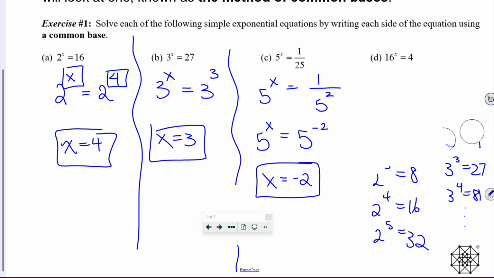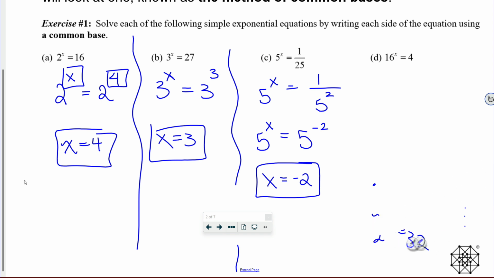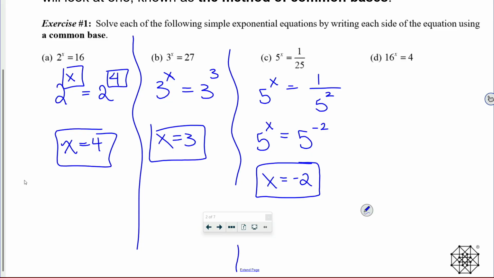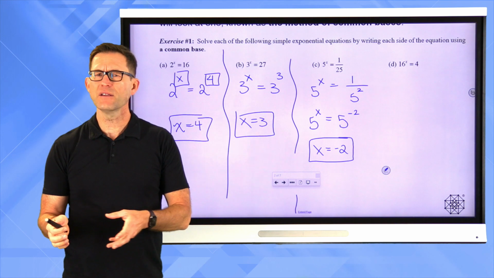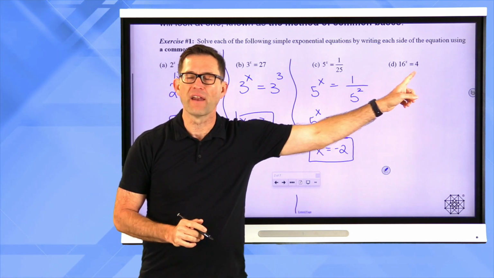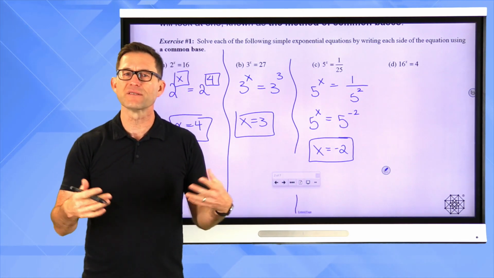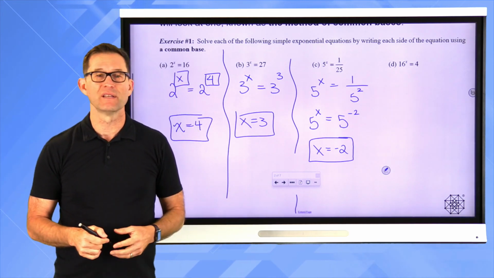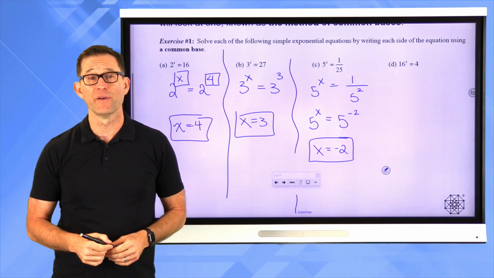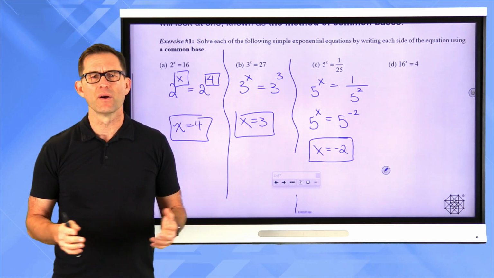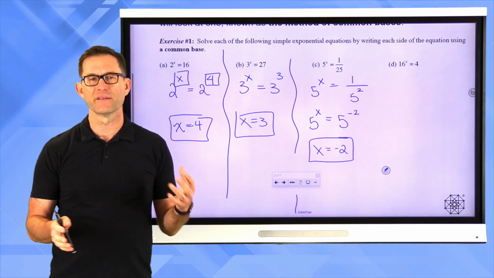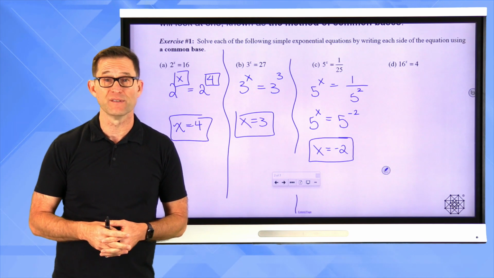All right, and now the most challenging one, at least for right now. In letter D, we have 16 to the x is equal to 4. Now that's a little bit tricky because I'd really love to write that 4 as 16 raised to some power, right? And if you think about it, 16 to the 1st is 16, 16 to the 2nd, that's even harder, is 256. 16 to the 0 is equal to 1, 16 to the negative 1 is equal to 1/16, 16 to the minus 2 is equal to 1 over 256.